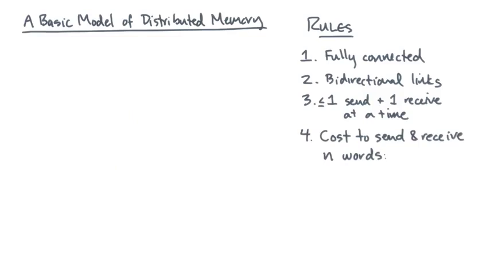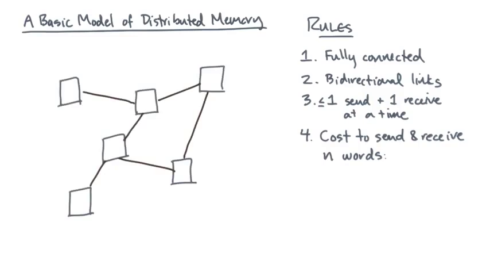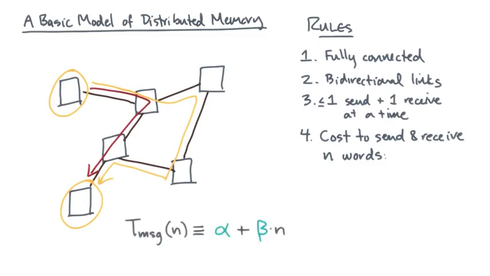The fourth rule is about the cost of a simultaneous send and receive of n words. So suppose this is our computer. And let's further suppose that this node wants to send a message to this node. There are several different paths. Here's one path, and here's another. Regardless of which path the message takes, rule number 4 says the following. The time to send this message, if it contains n words, is a constant alpha plus another constant beta times the size of the message. In other words, the cost of sending the message is linear in the message size.